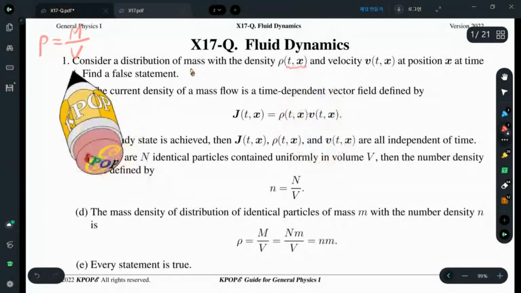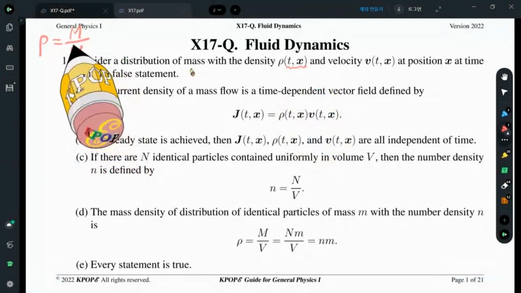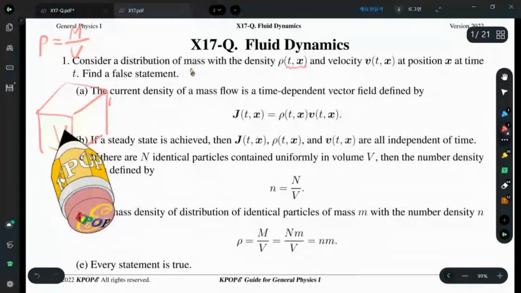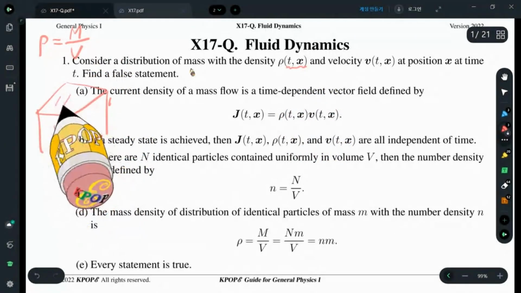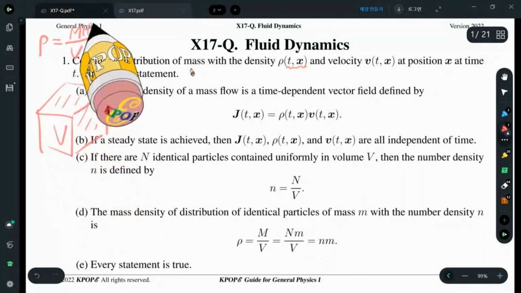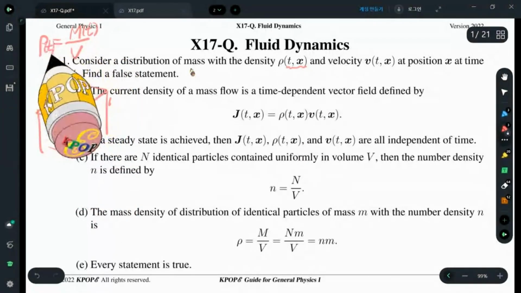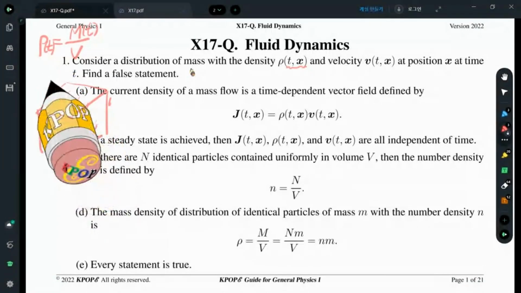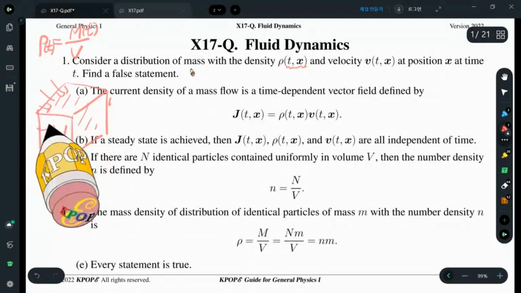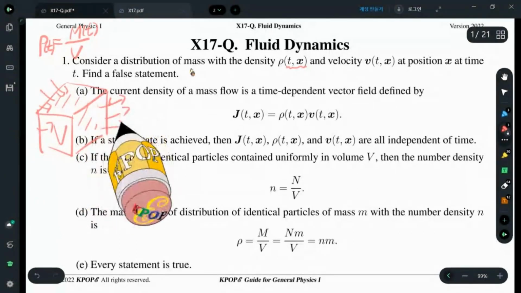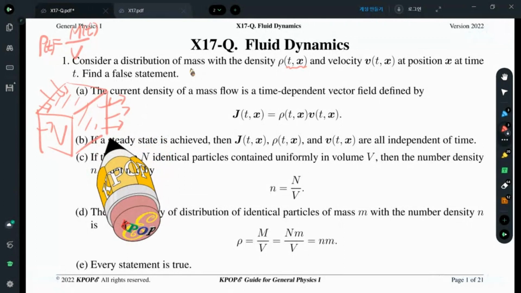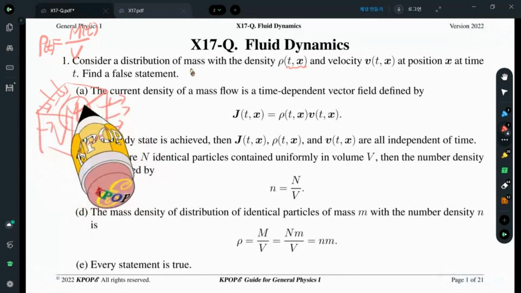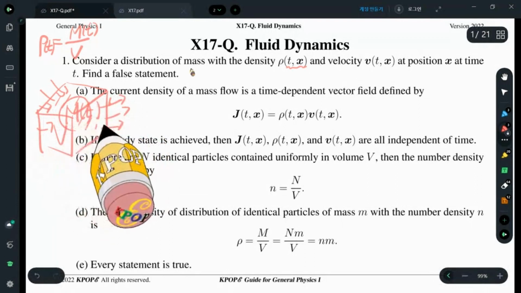a function of t, x. It means when volume V is fixed, the mass inside the volume varies. That means particles are coming in and going out. So the mass inside this volume is a function of time.